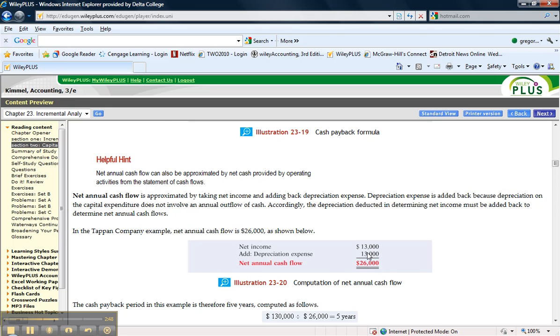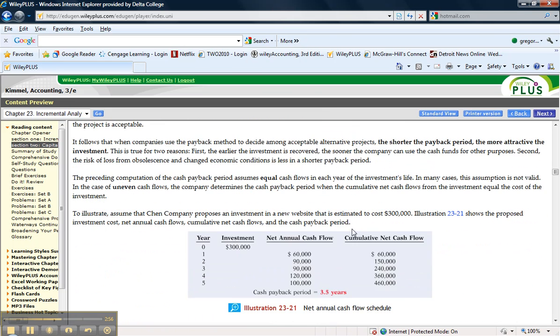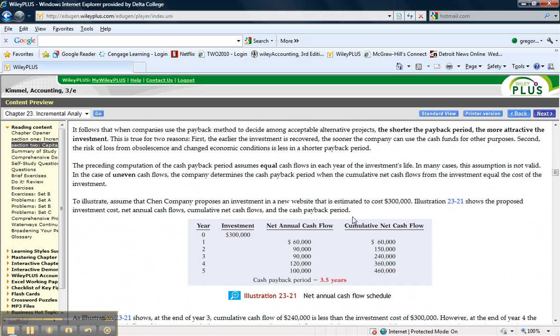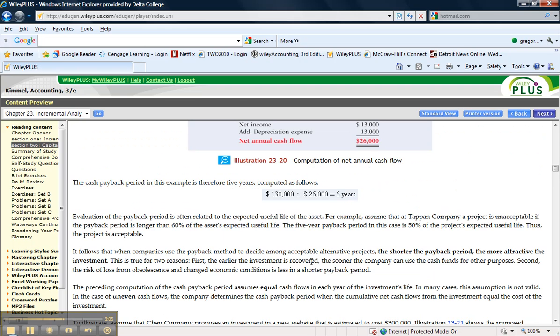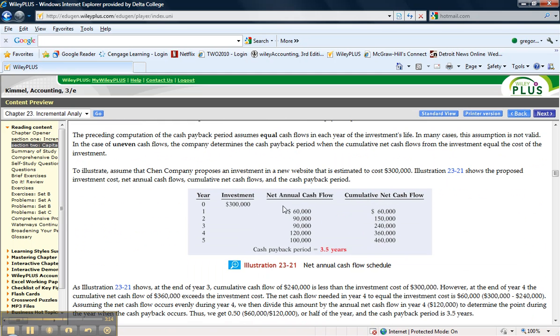So you add back depreciation expense to get the net cash flow, and then you just divide the cost of the investment by the cash flow per year, and you can see that it takes 5 years to get your money back. If it doesn't work out exactly to an exact number of years, you can look at the cash flows. Well, if this is a situation where you have equal cash flows coming back to you every year, that's probably not usually going to be the case. So in cases where the annual cash flows are different, you have to go year by year to see how many years it will take.